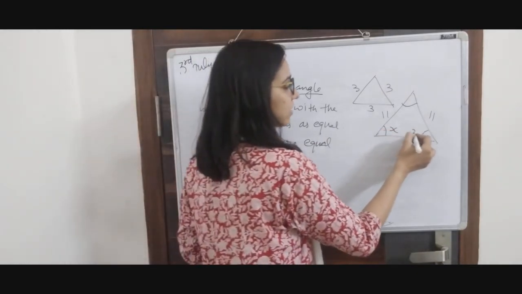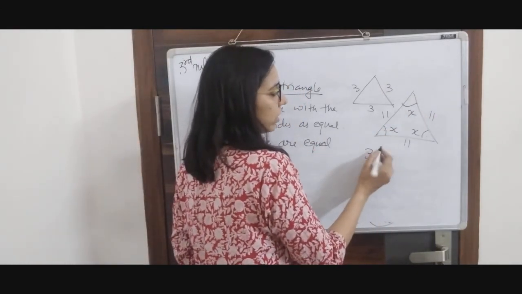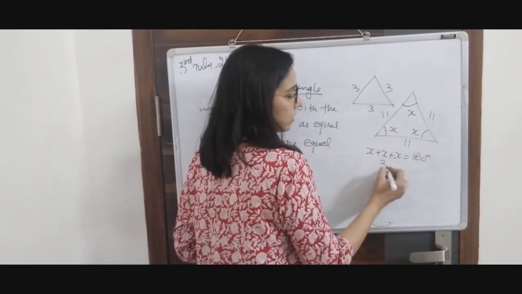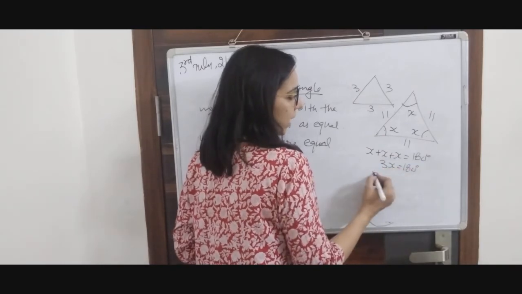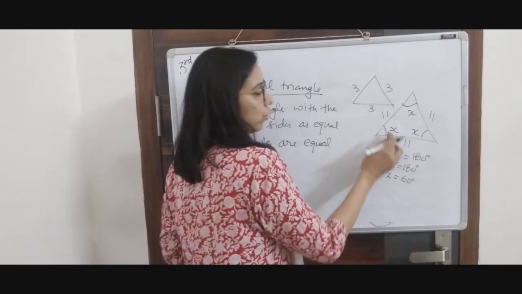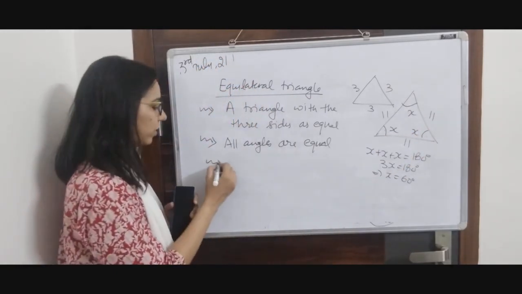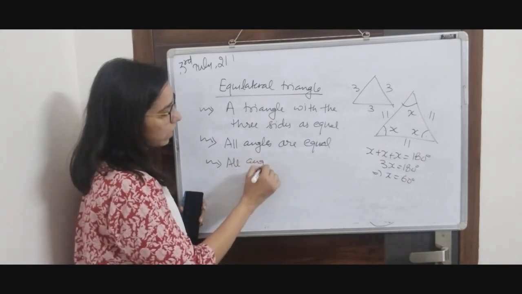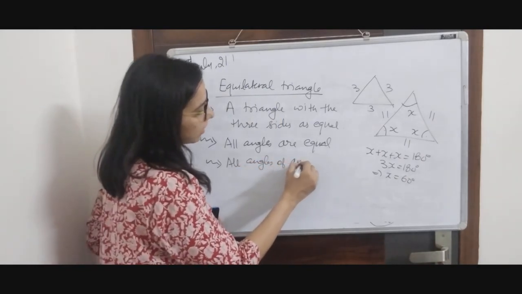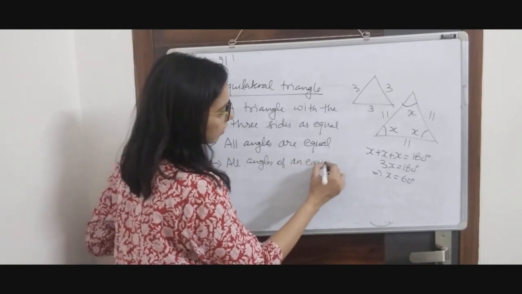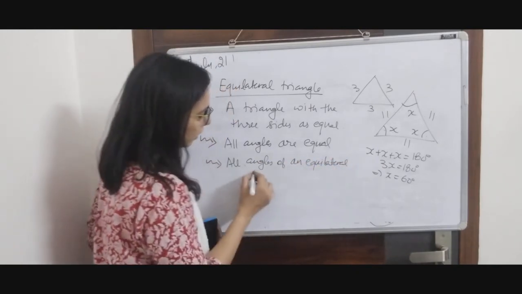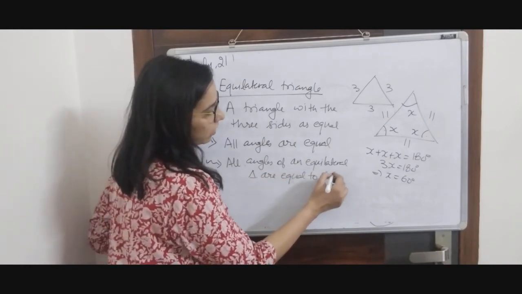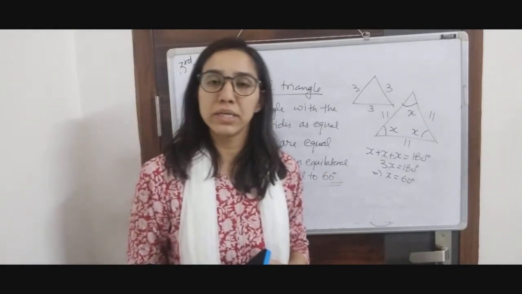And if they are equal, how much should they be? So this is x, this is x, this is x. So the sum is x plus x plus x, and the sum should be 180 degrees. So 3x is equal to 180, which implies x is going to be 60 degrees. So all angles of an equilateral triangle are equal to 60 degrees. They are all equal and they are 60 degrees in measure.